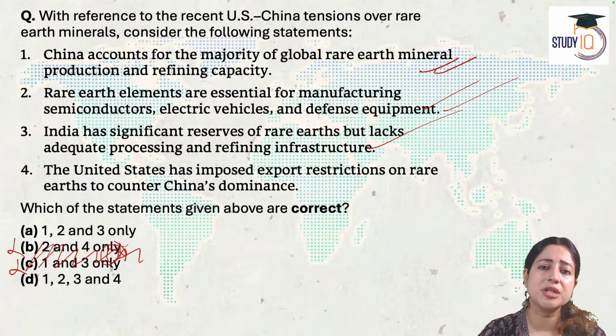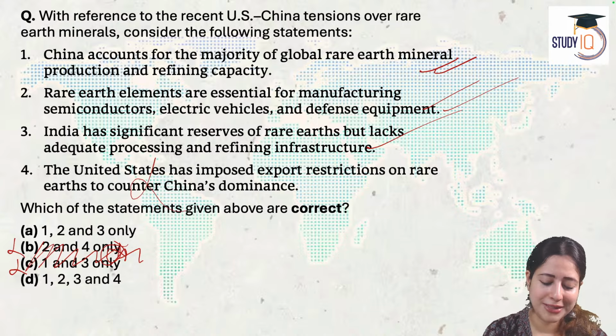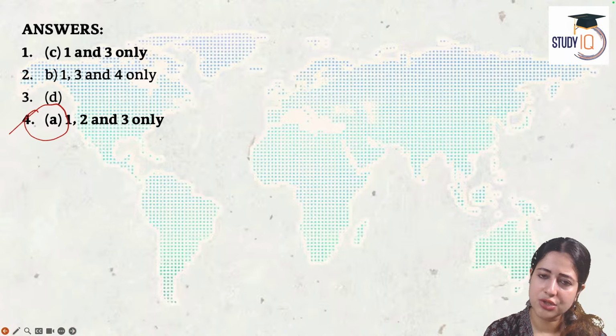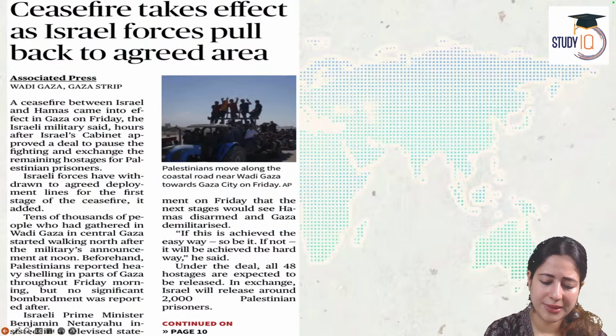Who other has so much capacity of rare earth material? US doesn't have that much. So 4 cannot be correct, no. Then absolutely A will be the answer. Is that okay? Did you understand? If no, we can take it up later for further discussion. So therefore, A will be the answer.